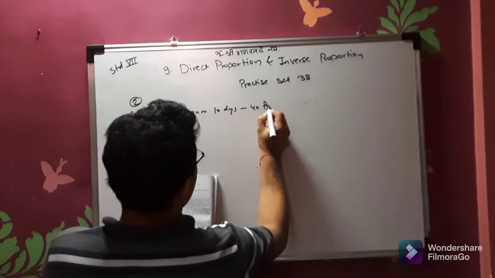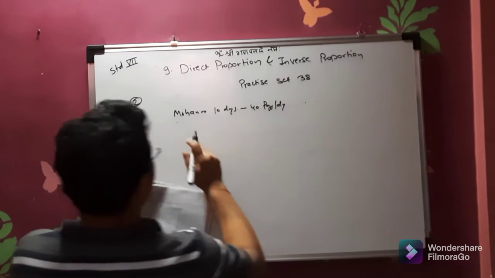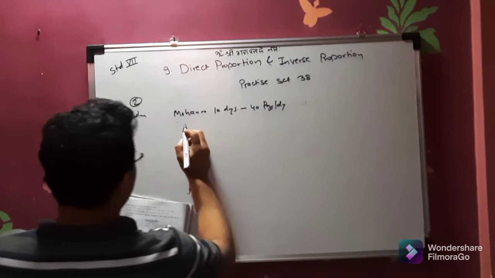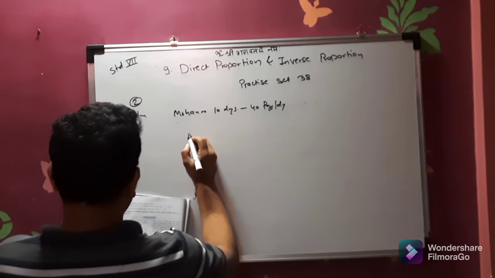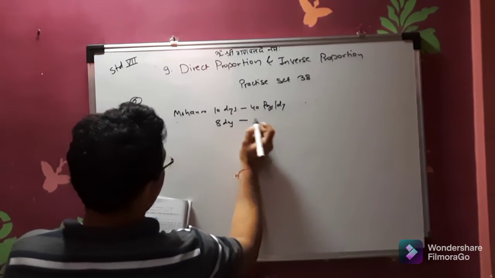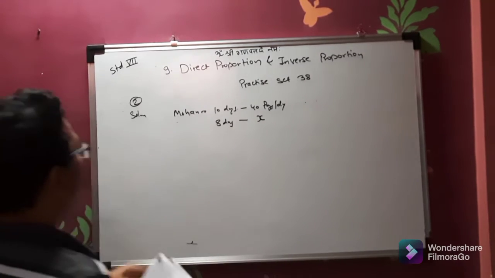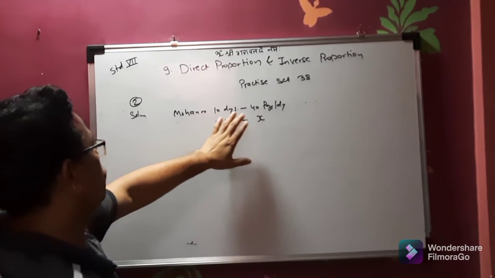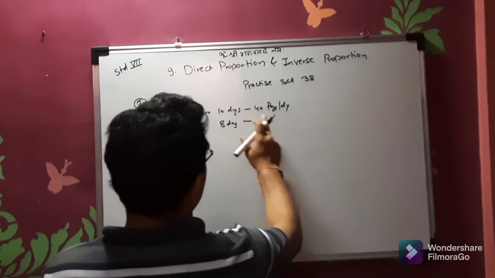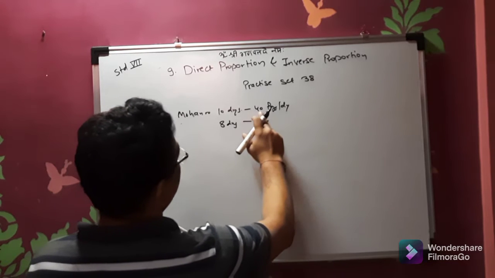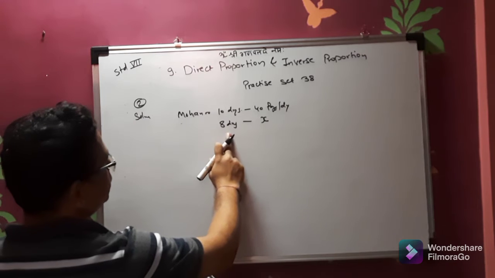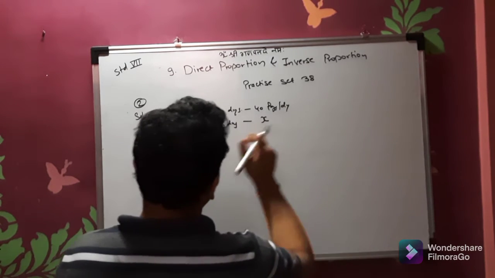40 pages per day. Mohan Rao takes 10 days at 40 pages per day, so he will complete one book. How many pages must he read per day to complete the book in 8 days? Say we will call it x. Mohan Rao takes 10 days to read a complete book when he reads 40 pages per day. He is required to complete it in 8 days. So how many pages should he read per day?